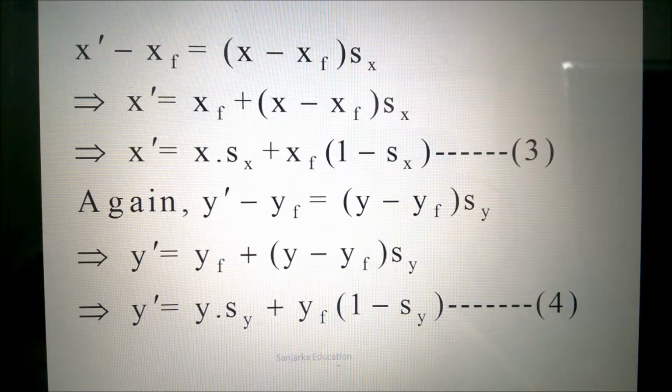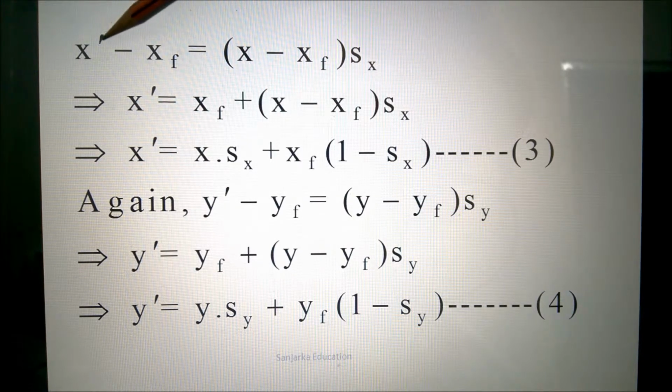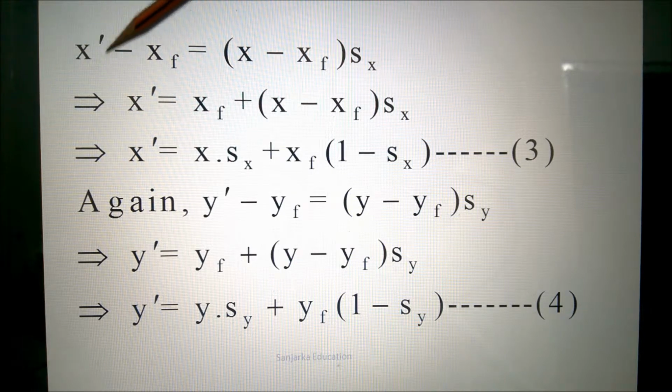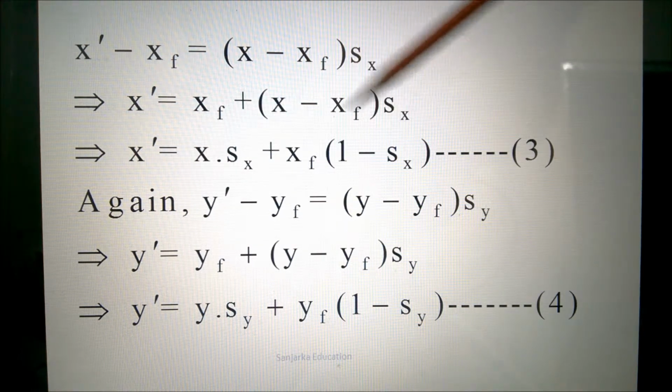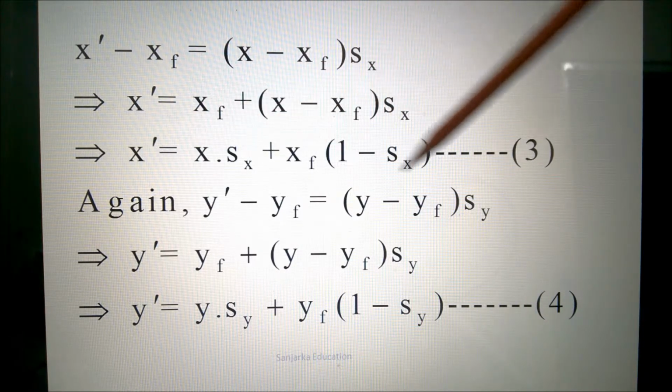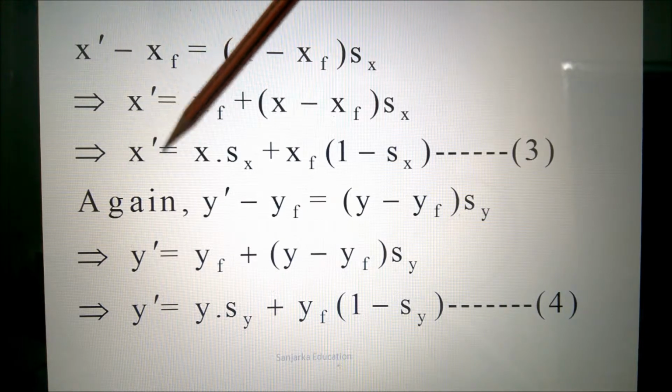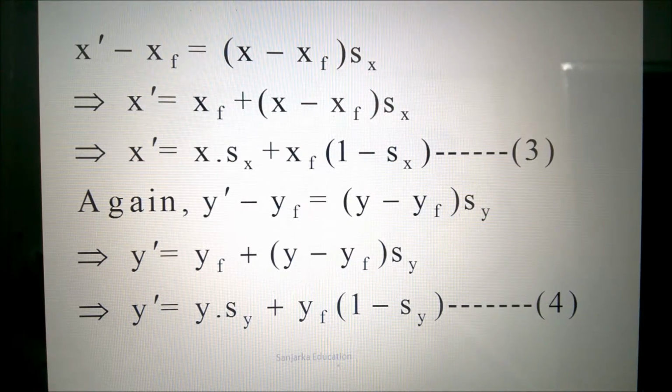And then we can find the coordinates of a particular point after the scaling. That means x dash is the point after the scaling operation, and by this equation we can find the transformed x coordinate after the scaling. Similarly, we can find the y coordinate after the transformation by this equation.